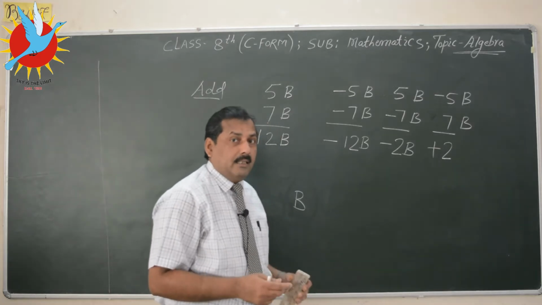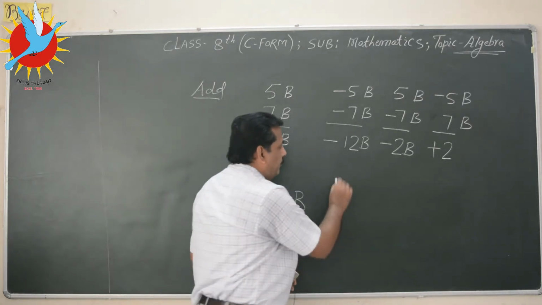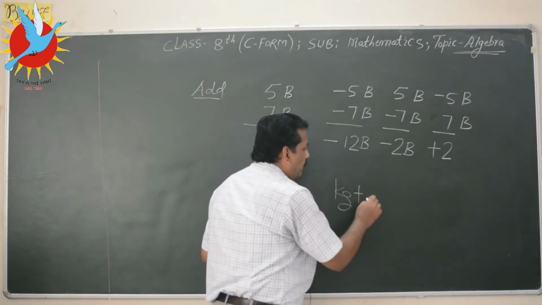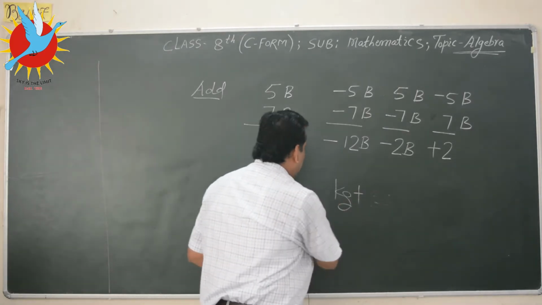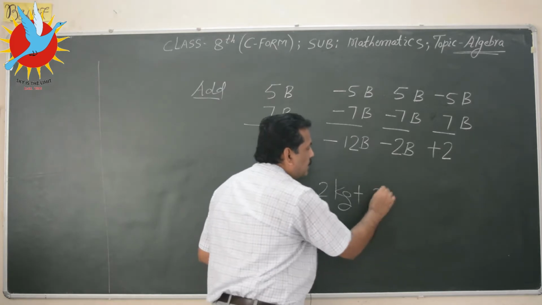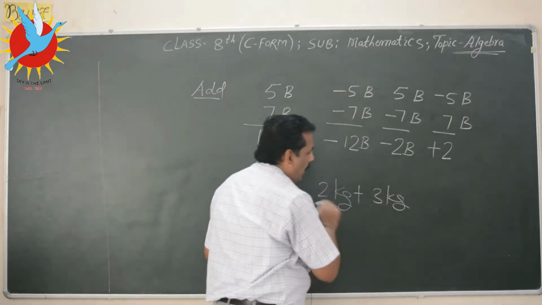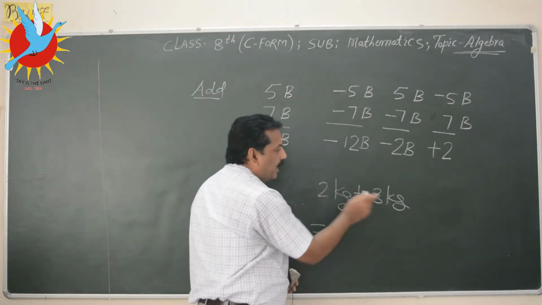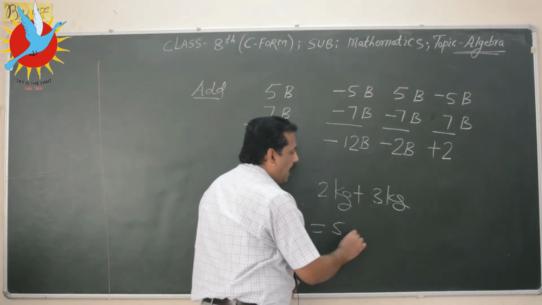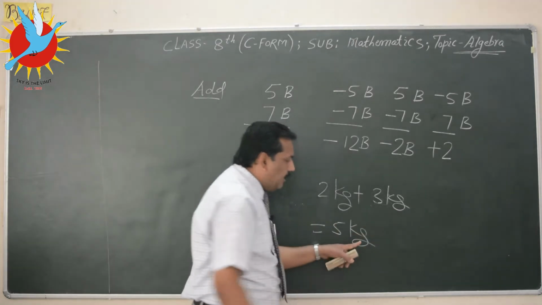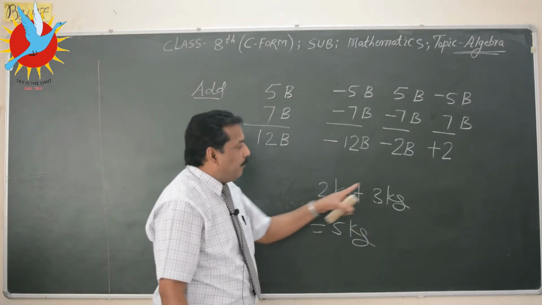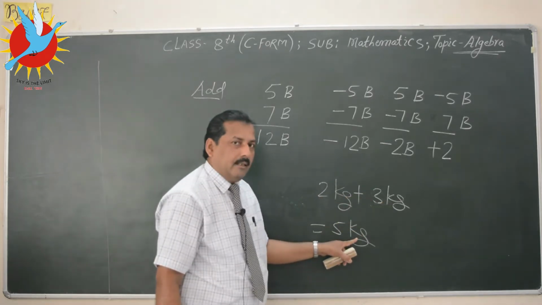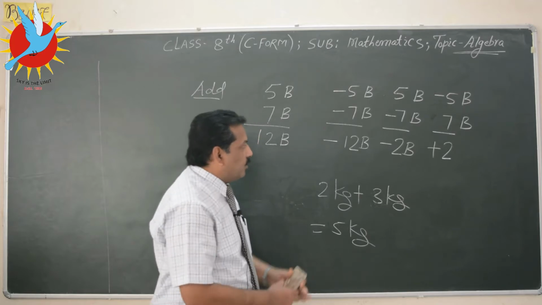kg plus kg, let us say this is 2 kg plus 3 kg. So how do we write? 2 plus 3, that is 5, and we write kg only once, not 2 times. So kg plus kg, we can say kg, and numbers are added. So that is the rule.